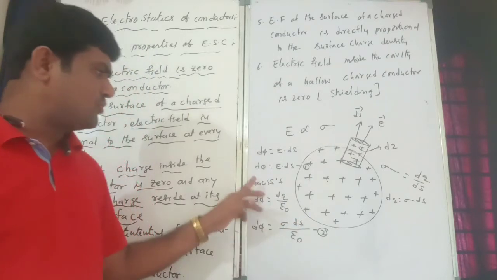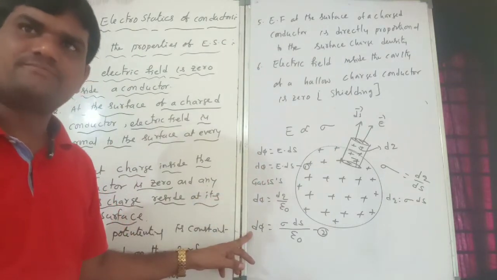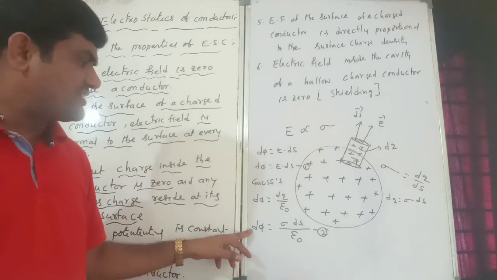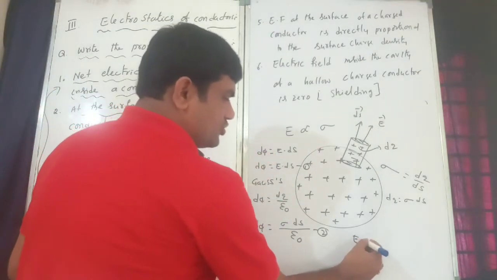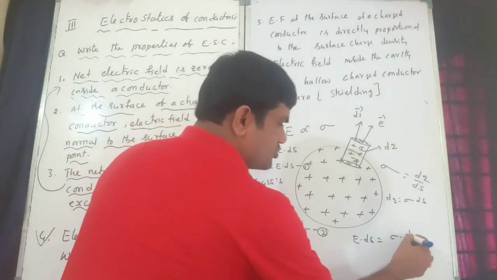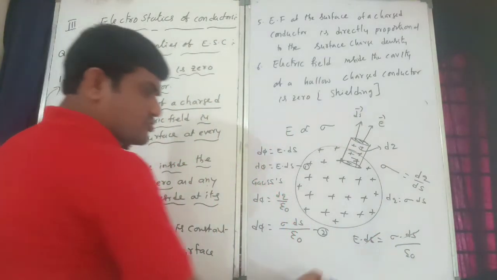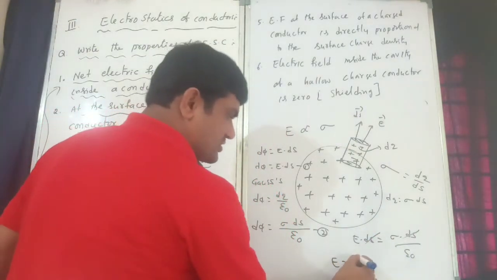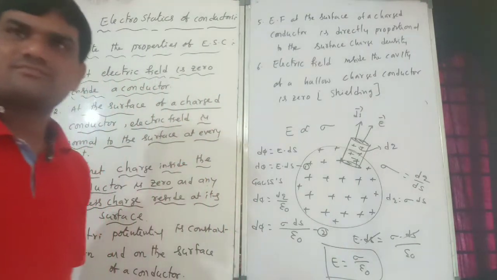From 1 and 2, LHS both are equal. Therefore, we can equate RHS. Therefore, what is RHS? E into ds is equal to sigma into ds by epsilon naught. So sigma ds get cancelled. So what is the main important formula? E is equal to sigma by epsilon naught. Very, very, very important formula.